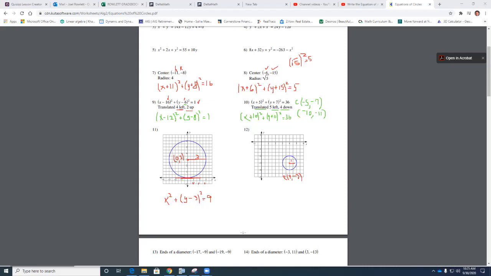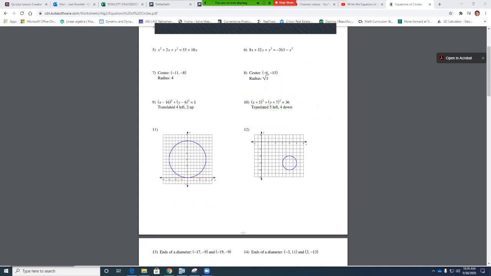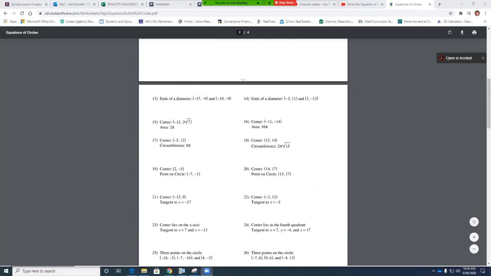So the equation for that circle is going to be x minus 4 all raised to the power of 2, plus y minus negative 3, which is actually y plus 3, raised to the power of 2. And that's going to be equal to the radius squared. And since the radius is equal to 1, 1 squared is 1. So that would be the equation for that circle.